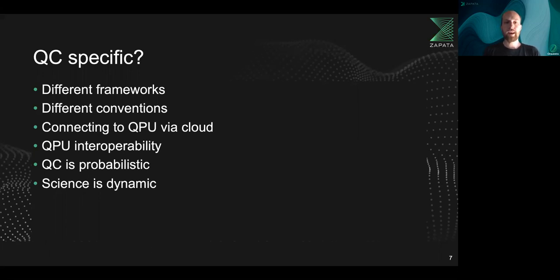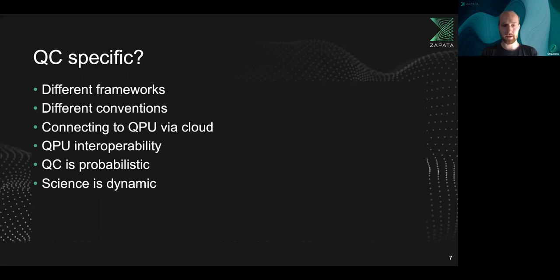Another thing is that connecting to a QPU via cloud is not super complicated, but it might lead to some issues, for example with queuing, and you have to handle that in your code. Also, QPU interoperability. One QPU might be using a different gate set than the other, or might have a different architecture. So you cannot easily move one algorithm from one QPU to the other. Also, quantum computing is probabilistic, so it sometimes makes it harder to debug.